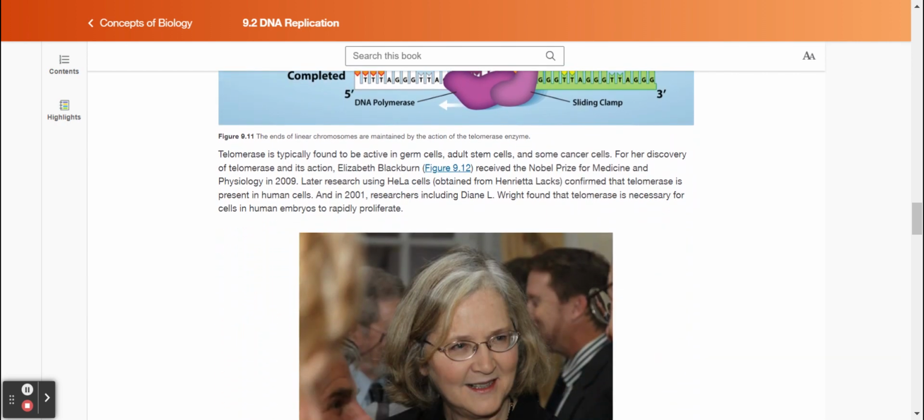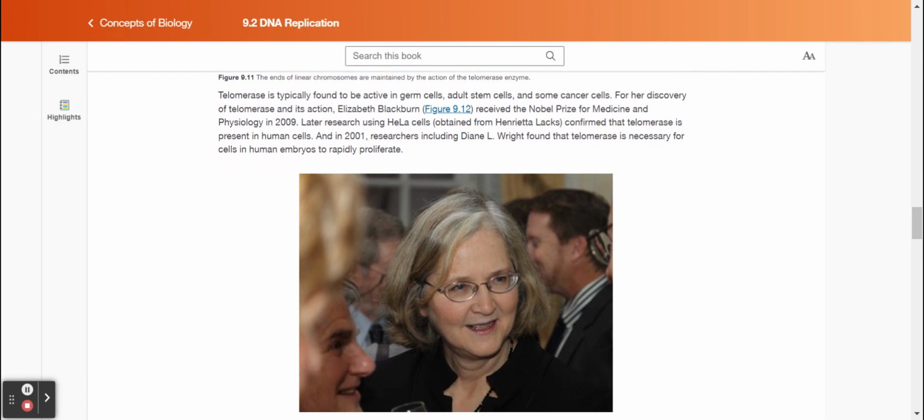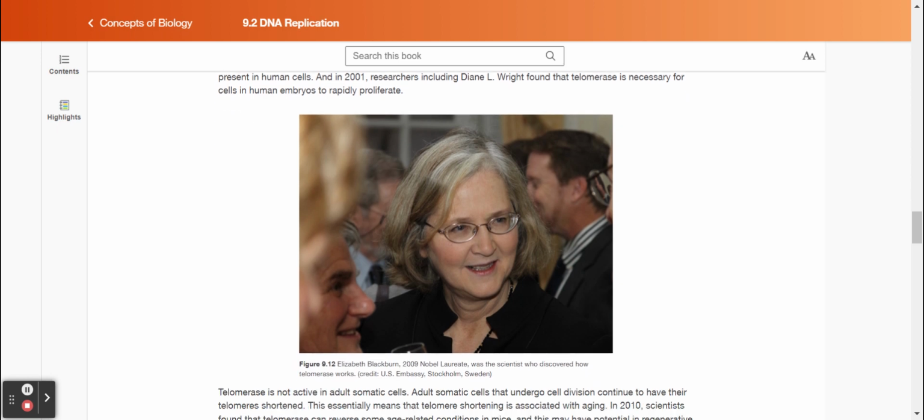Telomerase is typically found to be active in germ cells, adult stem cells, and some cancer cells. For her discovery of telomerase and its action, Elizabeth Blackburn received the Nobel Prize for Medicine and Physiology in 2009. Later research using HeLa cells, obtained from Henrietta Lacks, confirmed that telomerase is present in human cells. And in 2001, researchers, including Diane L. Wright, found that telomerase is necessary for cells in human embryos to rapidly proliferate. Figure 9.12. Elizabeth Blackburn, 2009 Nobel laureate, was the scientist who discovered how telomerase works.